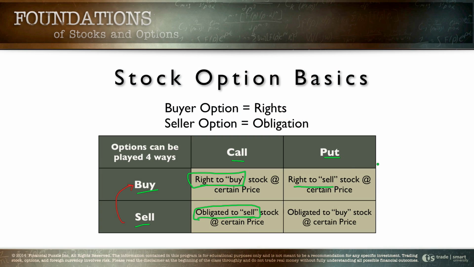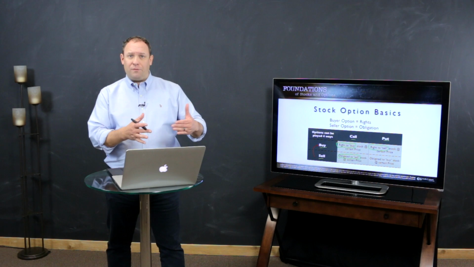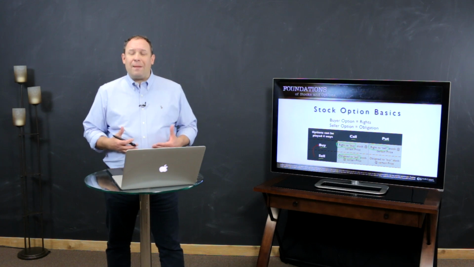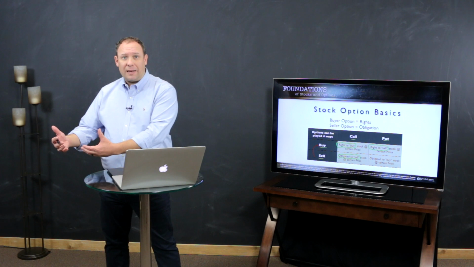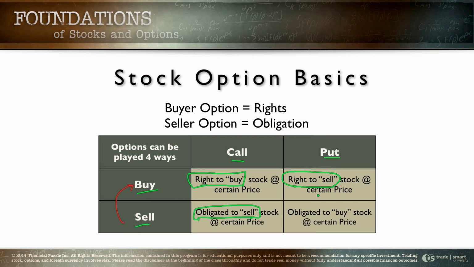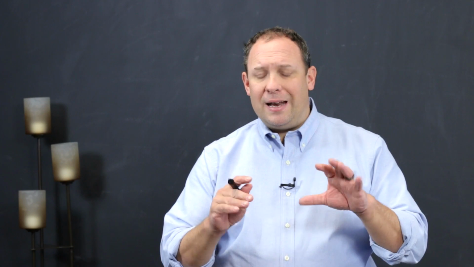Now the opposite happens with the put. When we buy a put option, remember, we receive the right to sell the stock at a certain price. If we have sold that put option, if you're the seller of the put, you become obligated to the buyer. The buyer bought the right to sell the stock. You have become obligated to buy the stock if, in fact, the buyer of the option needs for you to do so.